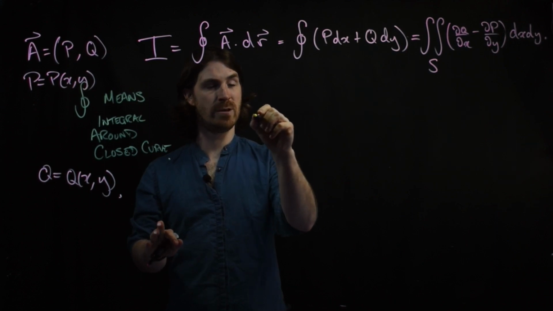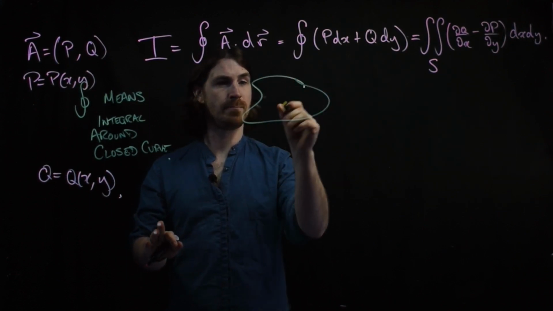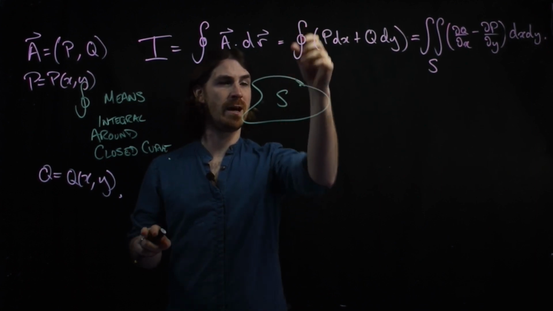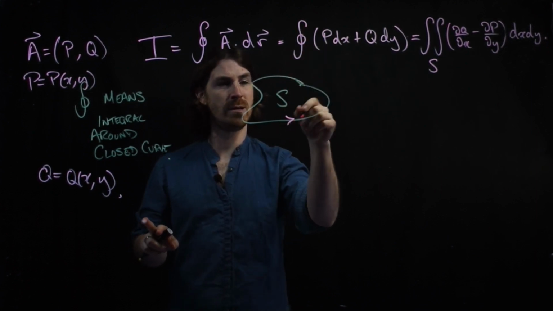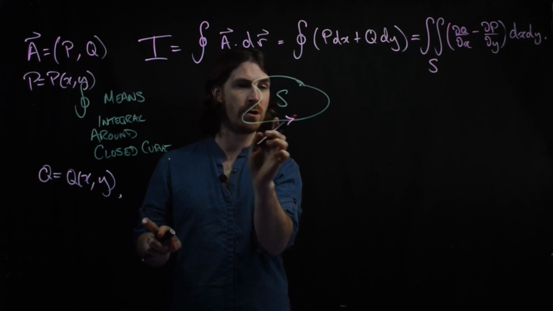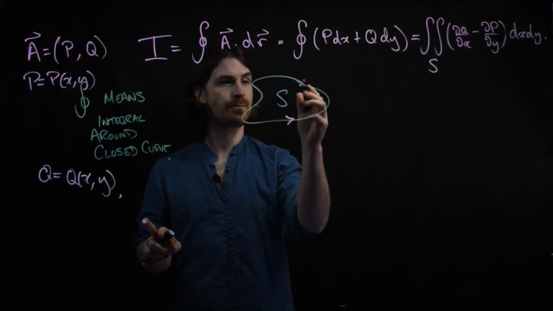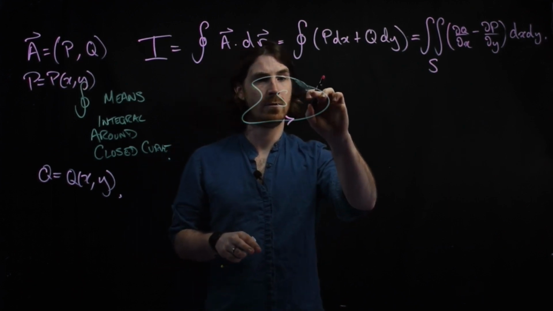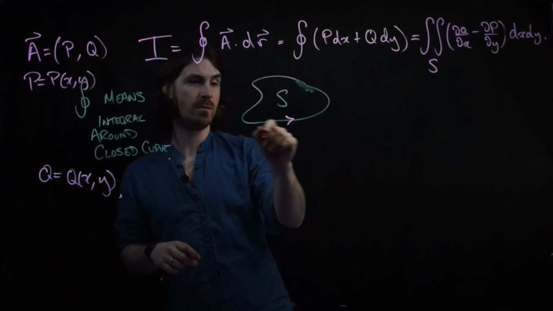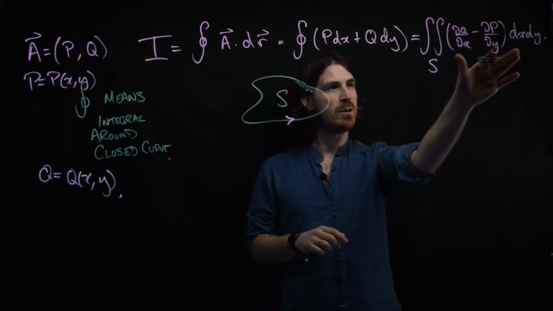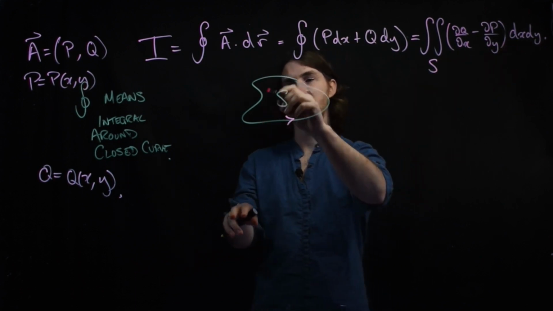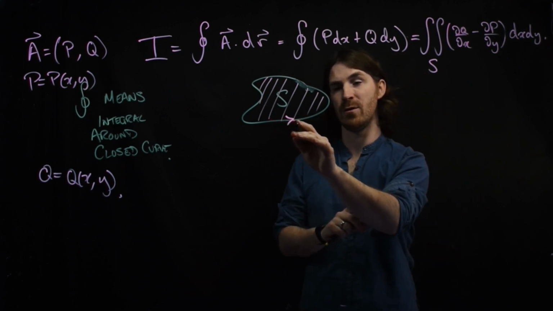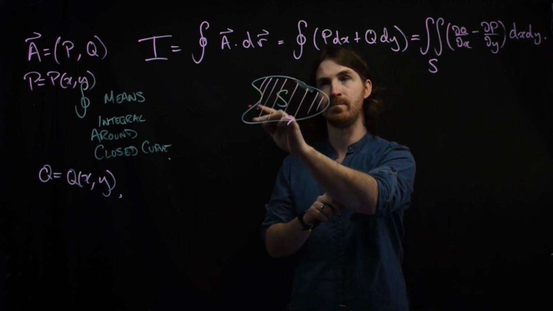Okay, let us draw the region. So we've got some region S. And it's understood that we take the line integral in the anti-clockwise direction. So we go around anti-clockwise. So this is one smooth boundary. The double integral involves this region S, and the line integral takes us around the boundary of this region.